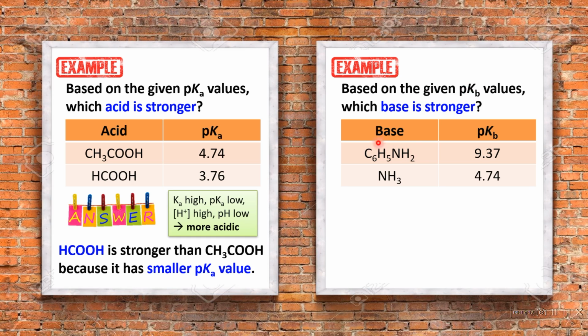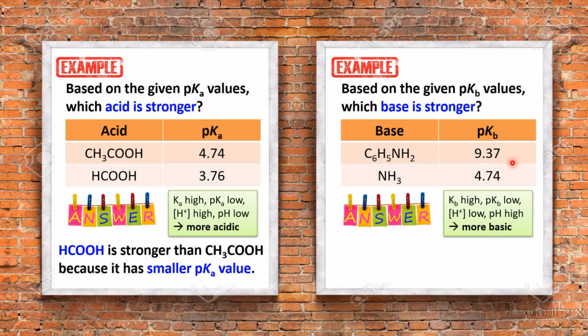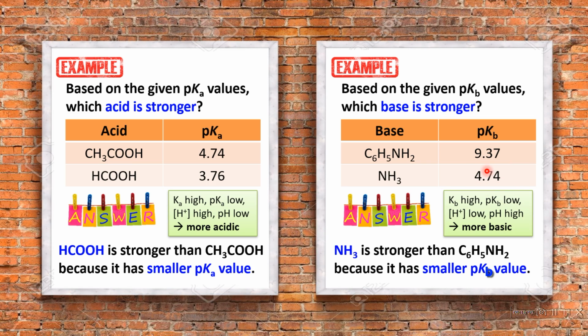So we have two here. This is aniline and this is ammonia, with the pKb values given to you. Remember, Kb high means we get pKb low. Then the concentration of H plus becomes low and the pH is high, which means the solution is more basic. So for this example, you have to choose the smallest pKb value, which means NH3 is stronger than aniline.